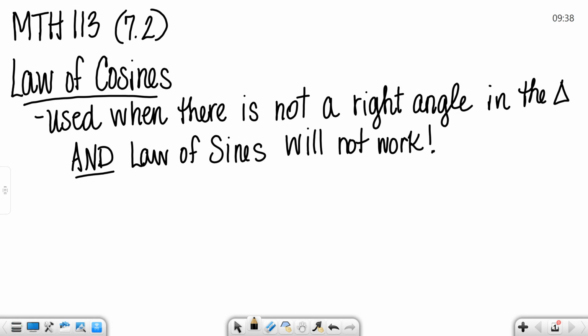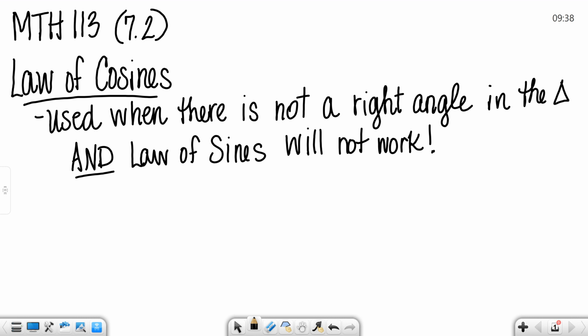Math 113, Lesson 7.2, Law of Cosines. So in Section 1, we talked about law of sines, and that was used when we're working with triangles where there's not a right angle. Well, sometimes law of sines won't work. We're not given the right information. And so that's when law of cosines comes into play.